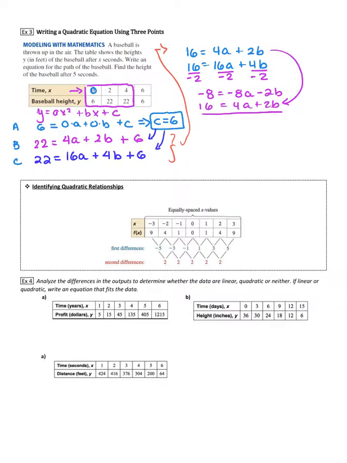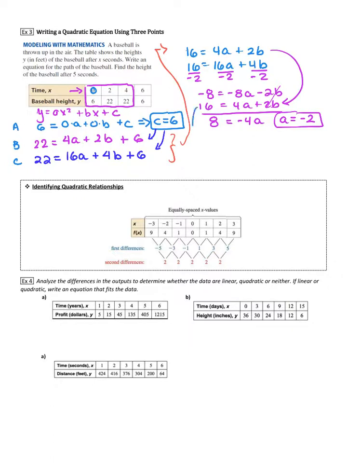We can now combine those two equations so that we have 8 equals -4a. The b's are going to go away. So we now know a is going to be -2. And all I have left is to solve for b.